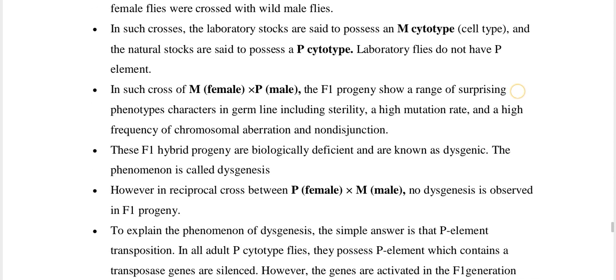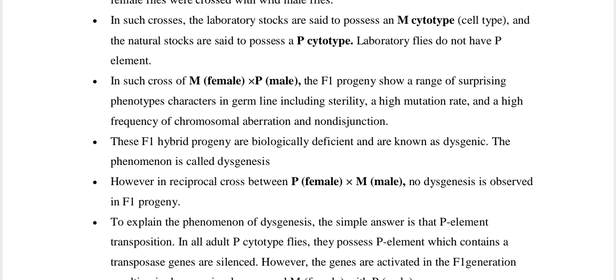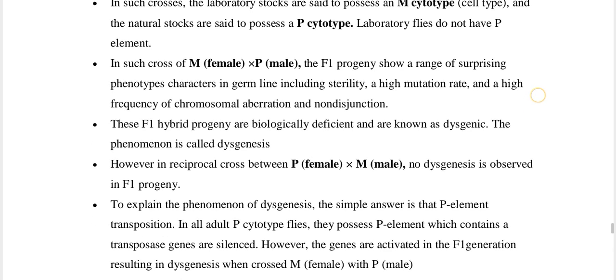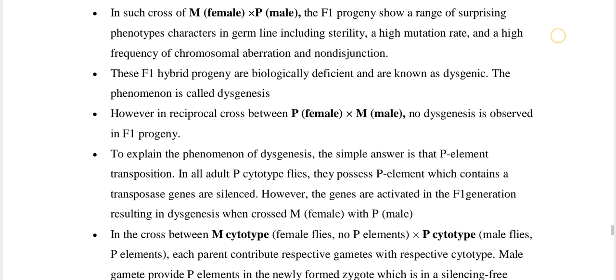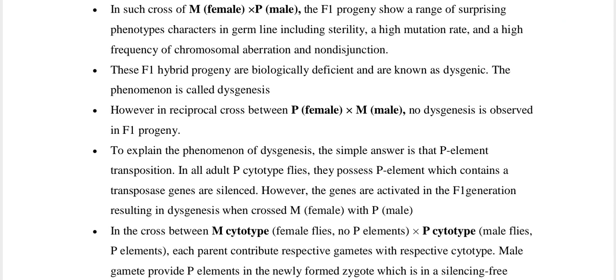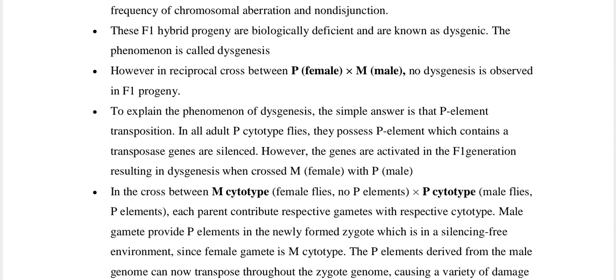In such crosses, M female by P male, the F1 progeny show a range of surprising phenotype changes in the germline, including sterility, high mutation rate, and high frequency of chromosomal aberration and non-disjunction. This F1 hybrid progeny are biologically deficient and known as dysgenic. The phenomenon is called dysgenesis. However, in the reciprocal cross between P female and M male, no dysgenesis is observed in F1 progeny.